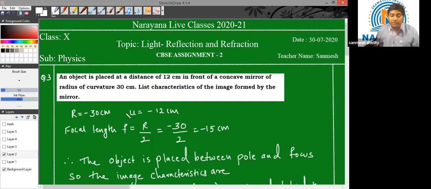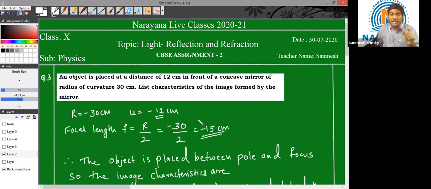Now, let us find the focal length first. For a mirror, we have the formula focal length f is equal to r by 2. So simply minus 30 by 2, which is equal to minus 15 centimeter. Now, focal length is minus 15 centimeter, whereas our object distance is minus 12 centimeter. So, what can we say from this data? We can say that the object is placed between the focus and the optical center, or the pole. Rather, I should say pole. The object is kept between the focus and the pole.